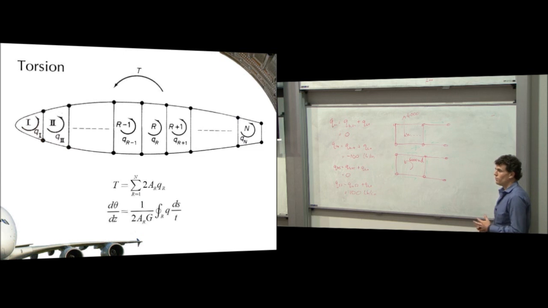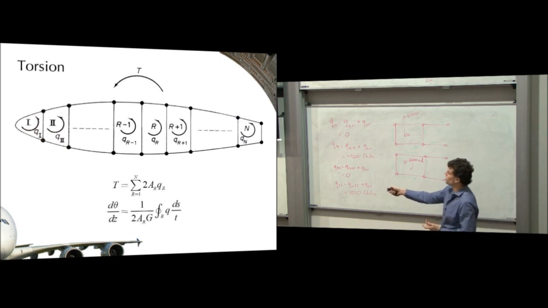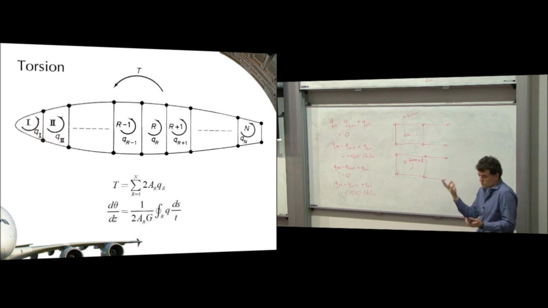Now, for a one-cell problem, we can solve for Q because we've got our external torque and we've got our area. But when we've got two or more, we've got too many unknowns. We've got one equation here and we can only solve for one unknown. So if we've got 2 cells, 3 cells, or n cells, we're lost. We can't use moment equilibrium to solve the problem.